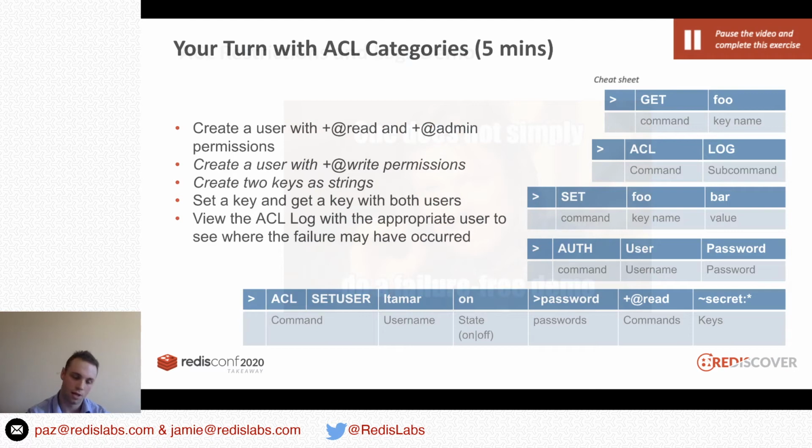Now that we've completed the demo, we want it to be your turn. Please pause the video and take 5 minutes to complete this exercise. Here, I want you to create a user with +@read and +@admin permissions. Create another user with +@write permissions, then create two keys as strings. Set a key and get a key with both users, and then view the ACL log for these failure events. These will help you troubleshoot these permissions and where you went wrong.